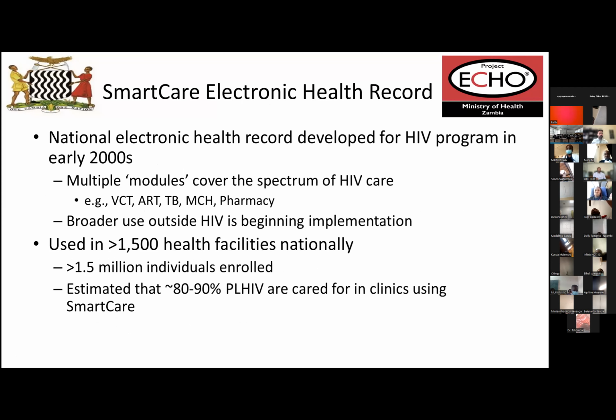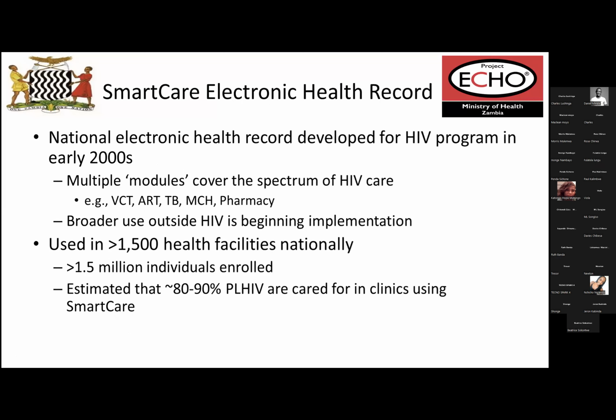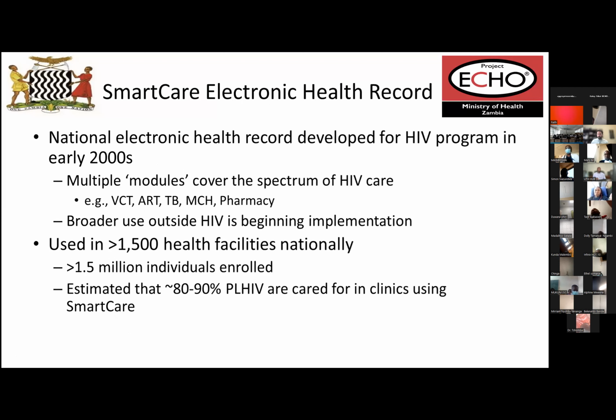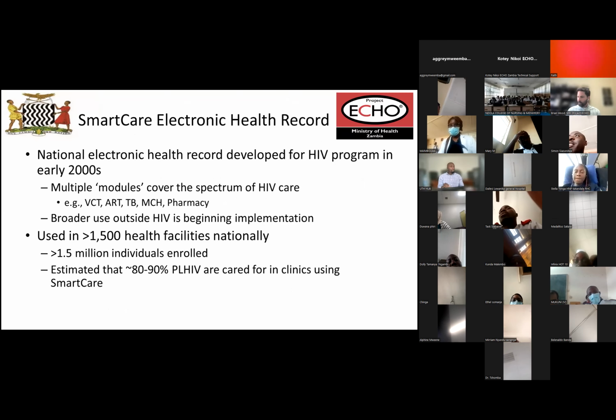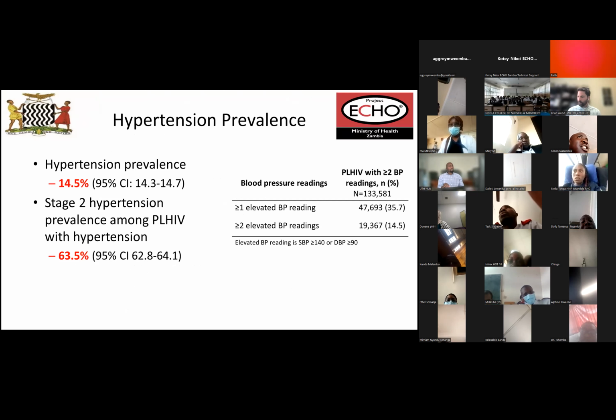And so we looked at the SmartCare electronic data to find out if we could see how much we do with NCDs, and in this case, it has to do with hypertension. As you know, the National Electronic Health Record System for HIV has been there since the early 2000s, and it has a number of modules in the system, and more than 1,500 facilities nationally use this data. And we know that 80 to 90% of people living with HIV are in this SmartCare. Next.